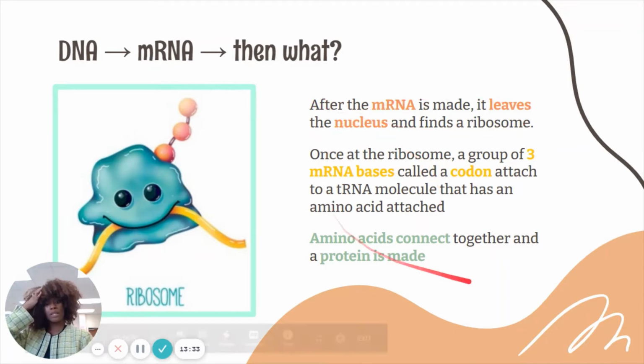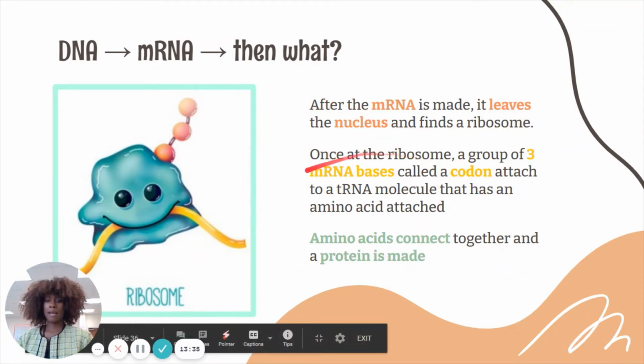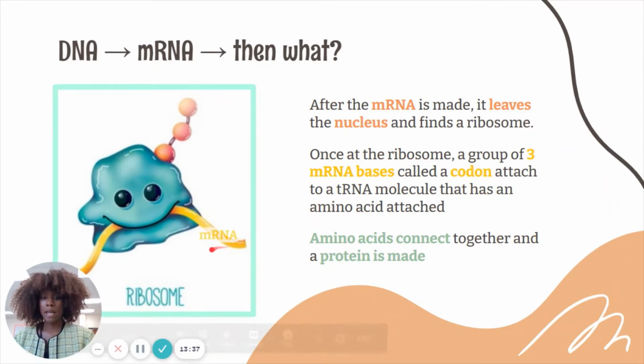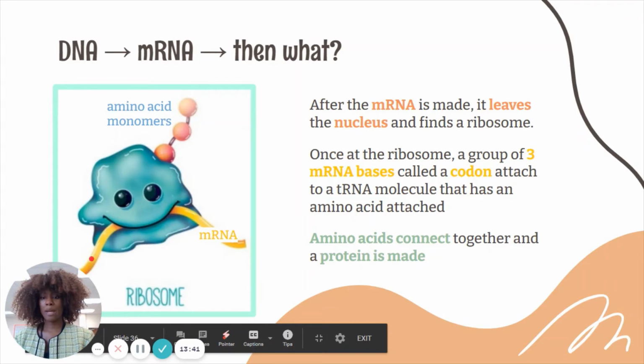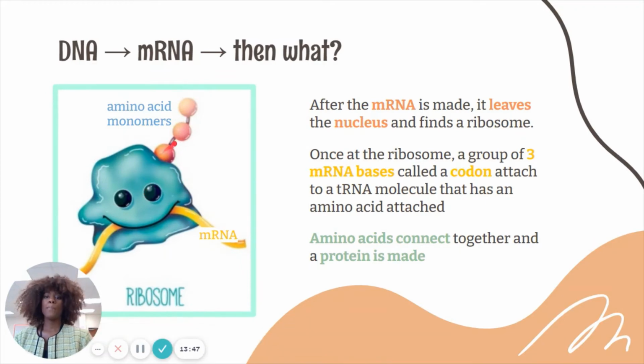So again, you can go ahead and read this, but this is the exact same thing that we had last time. Essentially, all it is that mRNA is being read by the ribosome. The ribosome then attracts a tRNA that has an amino acid, and they're being put like beads on a string to make the protein.